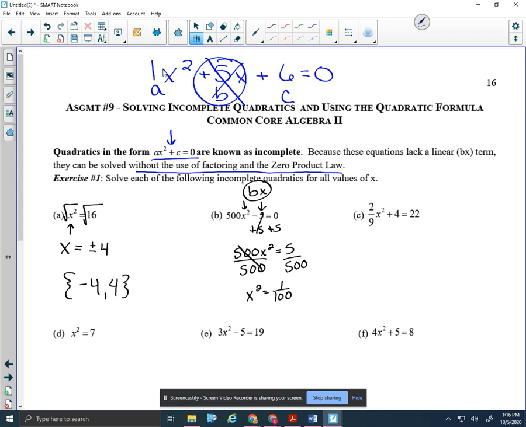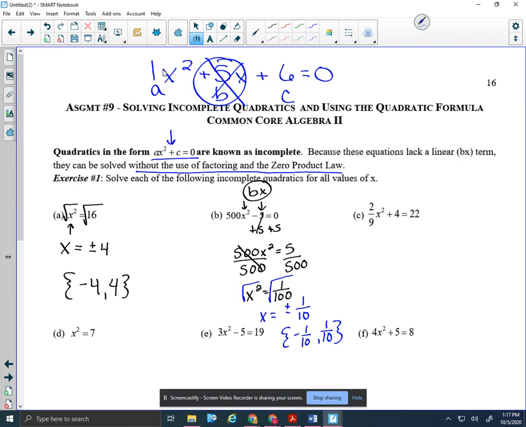So at this point, we've isolated the x squared. Now we're going to take a square root of both sides. So that's going to give me plus or minus, right? 2 different answers. The square root of 1 is 1, and the square root of 100 is 10. So I can leave my answer like this. If I was going to write it in that set builder notation, I would have negative 1/10 and 1/10 as my answers. So why don't you try letter C?